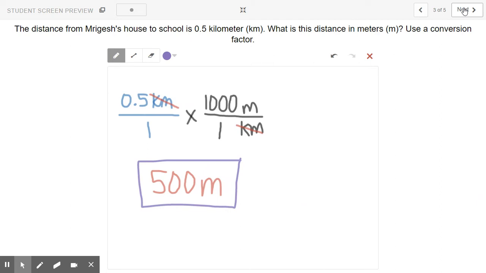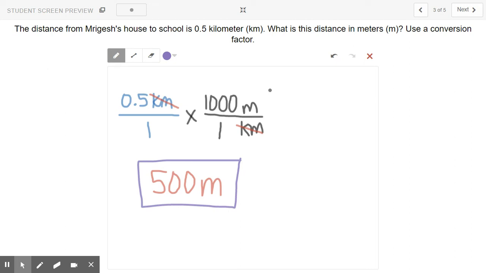The distance from Ragesh's house to school is 0.5 kilometer. What is the distance in meters? Use a conversion factor. So 0.5 kilometers times, since I'm using a conversion factor, I know kilometers has to be on the bottom to cancel out kilometers. Meters will go on top. The relationship is 1 kilometer is 1,000 meters.